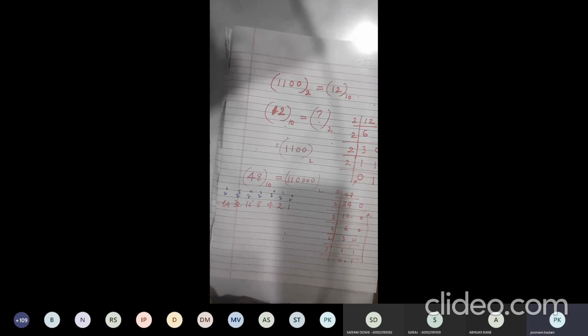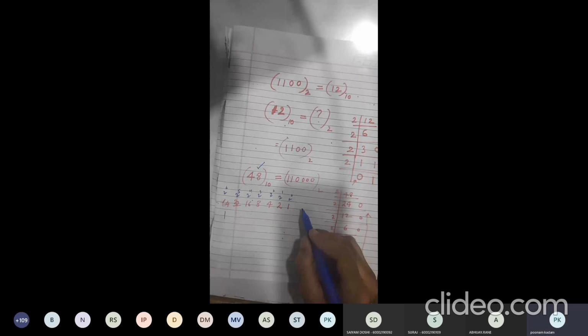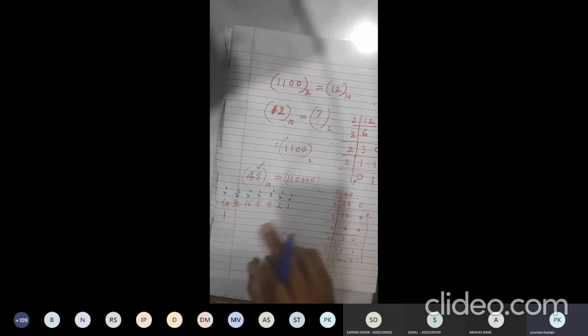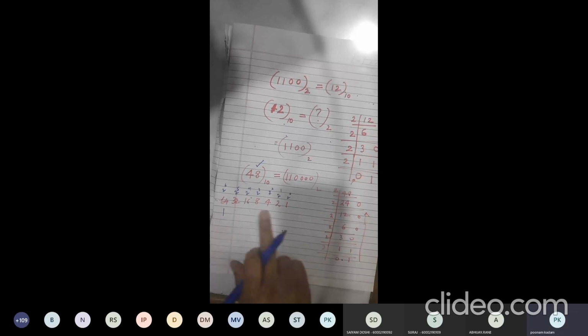Now we have to represent 48 in binary. I cannot put 1 under 64, right? Because if I write 1 here and all the remaining 0, it will mean the number is 64. How do you find the value of a binary number? You multiply the bits with their associated weight, and then you add the products, isn't it? So if I write 1 here and all zeros, it will mean the number is 64. So I cannot write 1 under this.